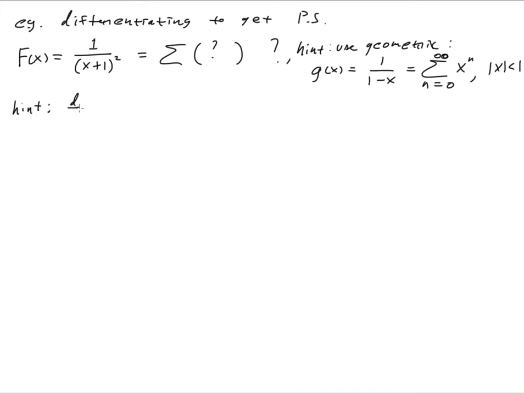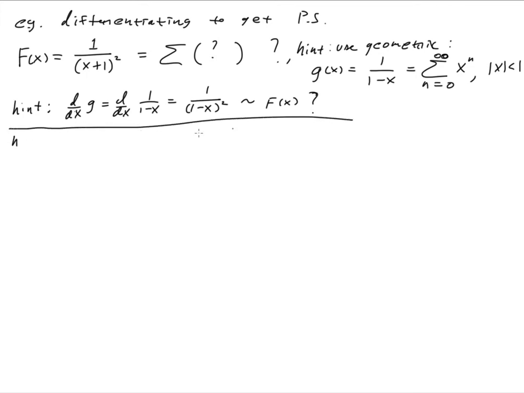is to note that if I were to take the derivative of g of x, this would be 1 over 1 minus x quantity squared. Okay, and so this is similar to capital F of x, but there are some differences. So I'm going to put a question mark there. That would be the hint I would give you guys. Okay, so here's the answer.